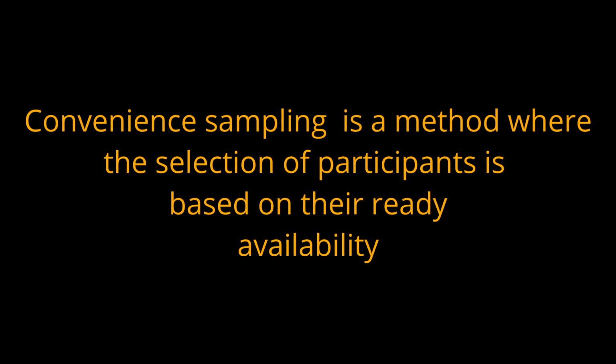Convenience sampling is a method where the selection of participants is based on their ready availability. I mean the population that is easily available to you. This availability is usually in terms of geographical proximity. For example, in research on college students, students in a neighboring college, but it may involve other types of accessibility such as non-contact.